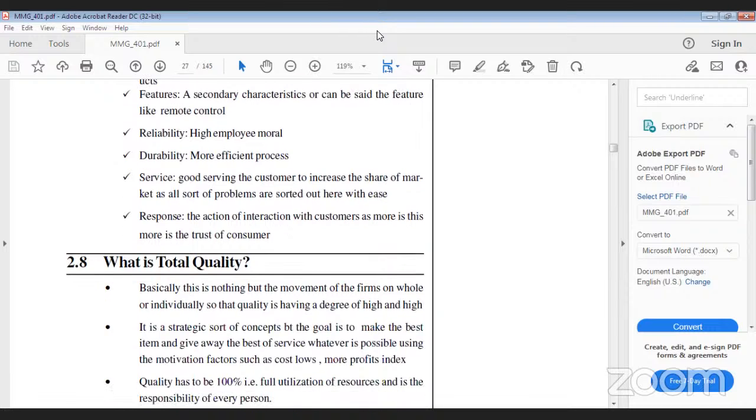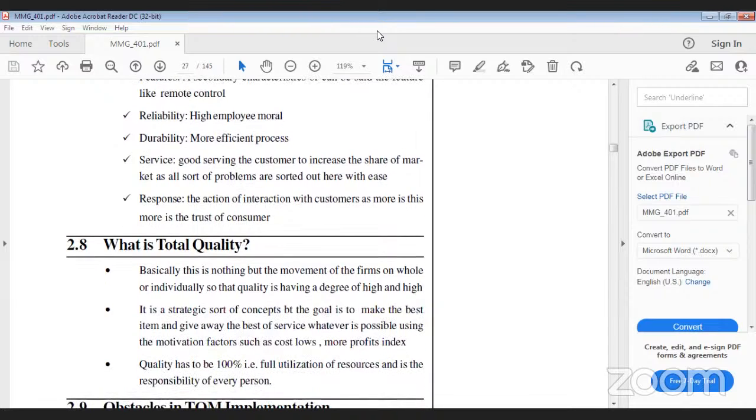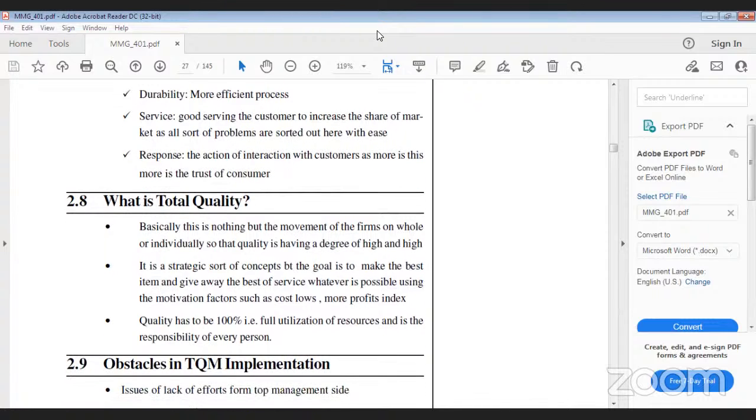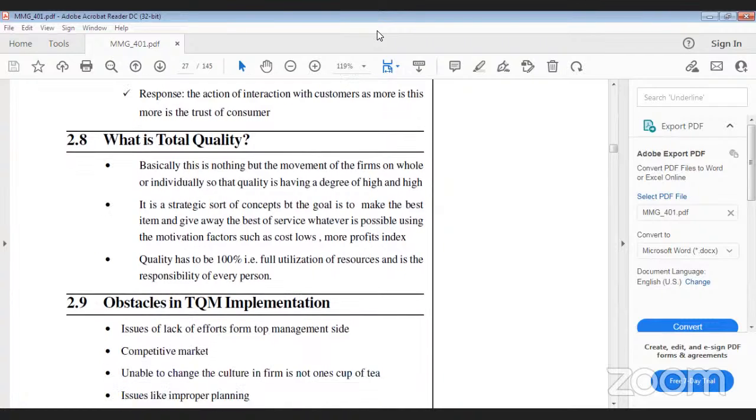Then what is total quality? Basically, it is a movement of firms, on the whole or individually, so that quality reaches a higher and higher degree. It is also a strategic concept whose goal is to make the best item and give the best service possible, using motivation. Third, quality has to be 100% full utilization of resources and is the responsibility of every person. So these are the definitions of total quality.